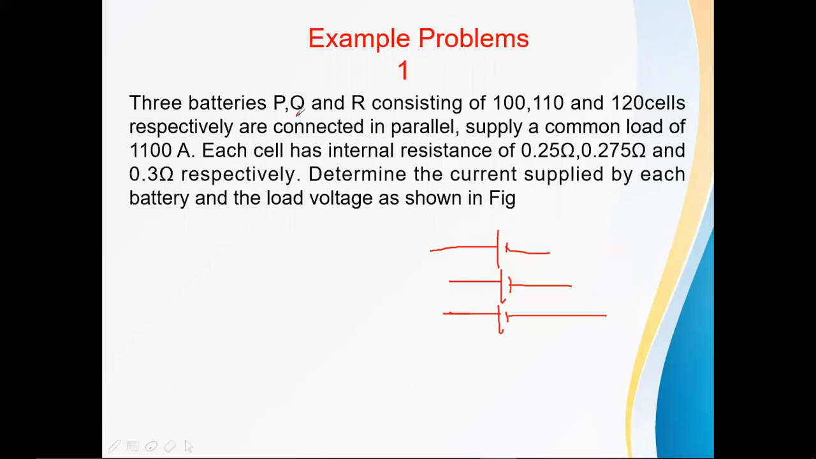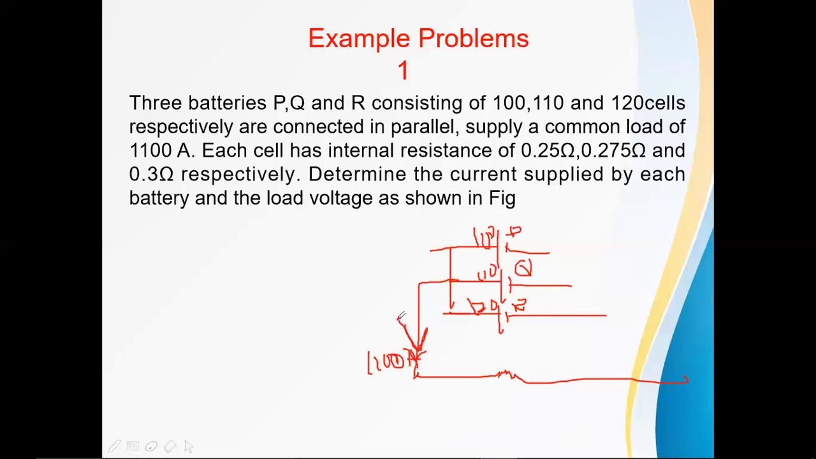Right, so what are the names? These are P, Q, and R. The values are 100, 110, and 120. Done with this, connected in parallel. These three supply a common load, which should be a resistive load. The common load draws how many amperes? Sorry, 1100 amperes of load is being supplied.